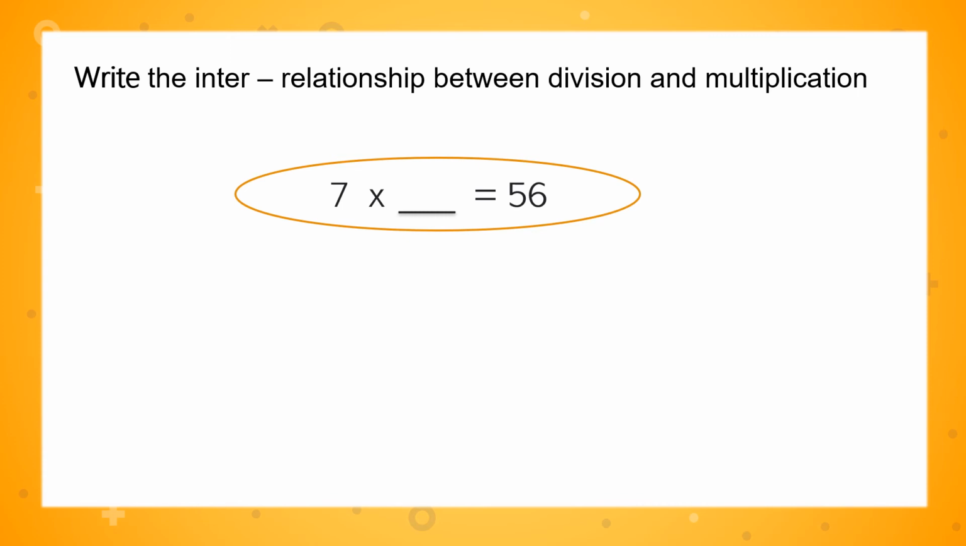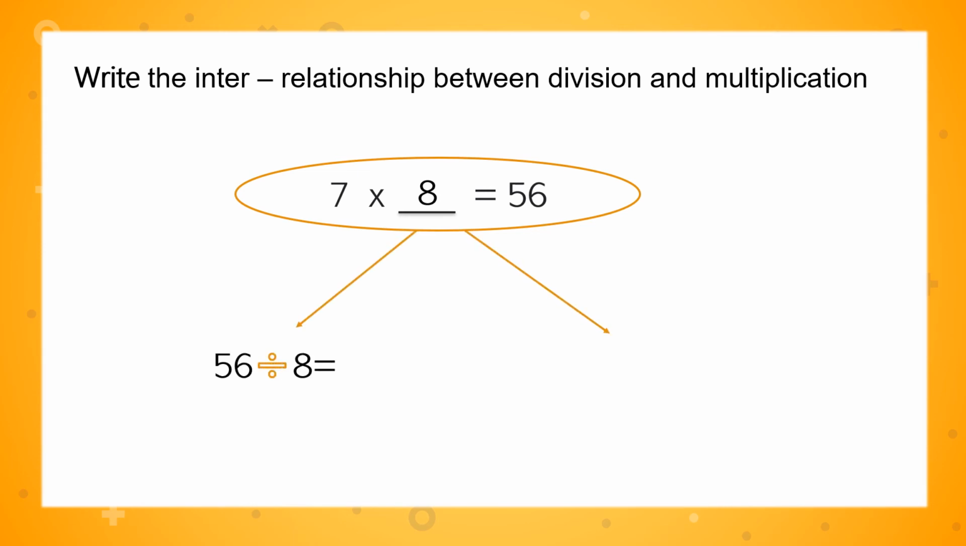So 7 1s are 7, 7 2s are 14, 7 3s are 21, 7 4s are 28, 7 5s are 35, 7 6s are 42, 7 7s are 49 and 7 8s are 56. So we will write here 8.